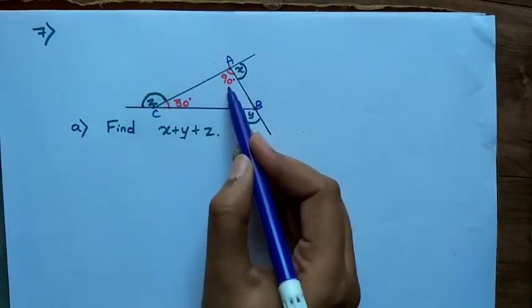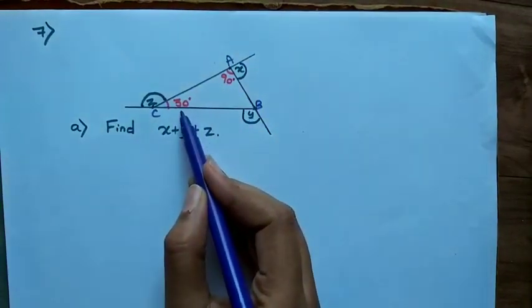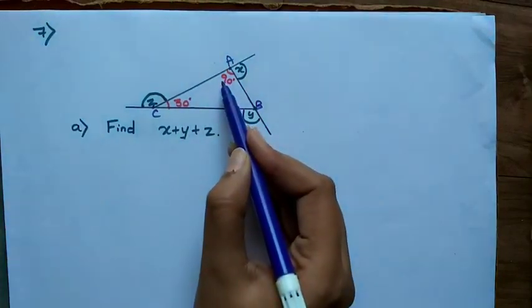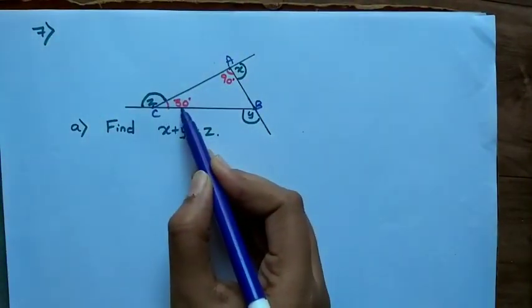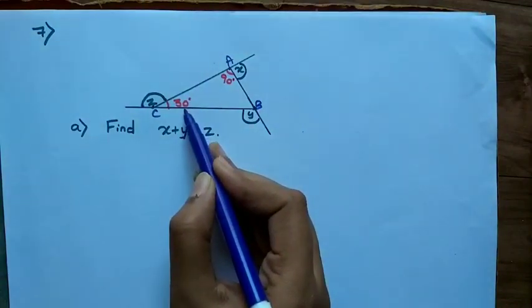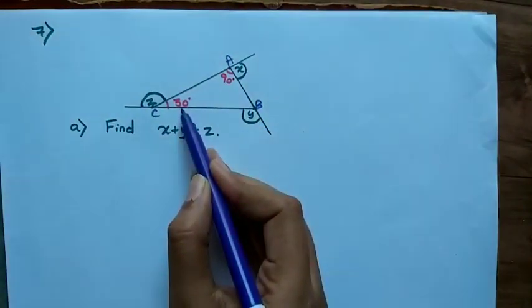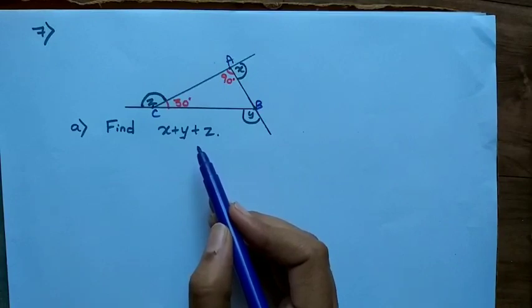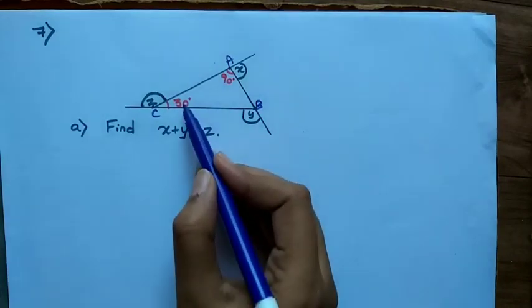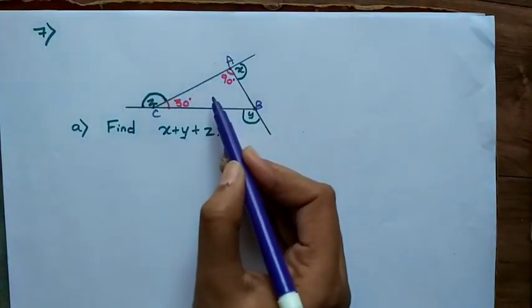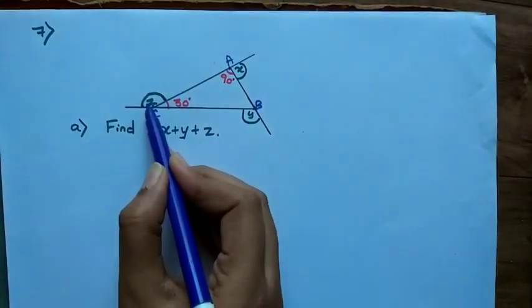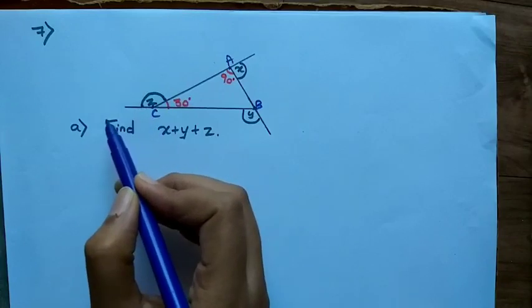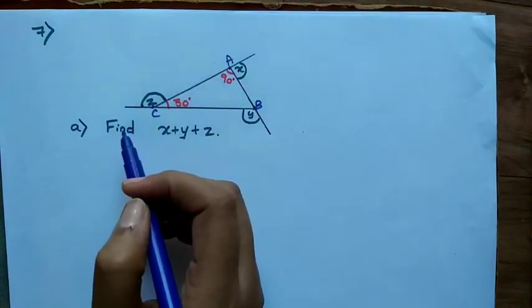Whereas just observe here 90 degree and 30 degree, which are inside of the triangle. Here 90 degrees is inside of the triangle and 30 degrees is also inside of the triangle. 90 degree and 30 degree are said to be interior angles because these are inside of the figure. And x, y, z are said to be exterior angles because these are outside of the figure.